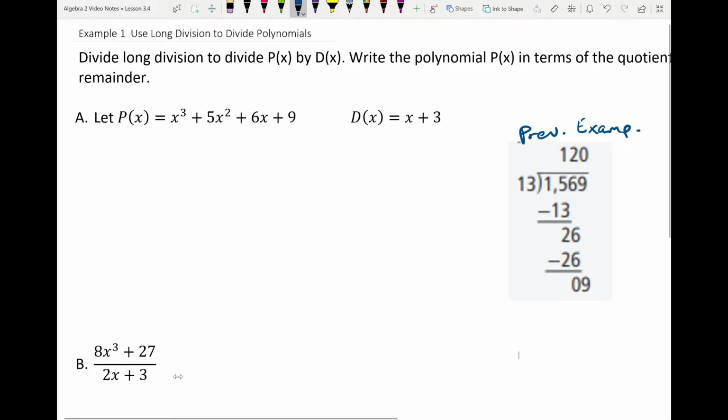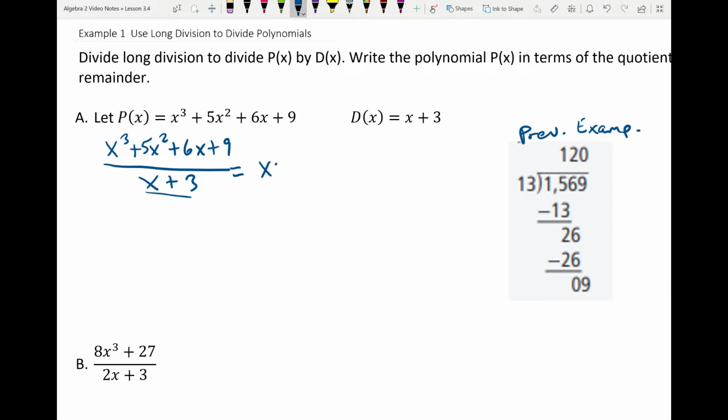So again, we're going to use long division to divide p of x by d of x. So in this case we have this is p of x, I'm going to divide that by d of x. So in order to do that, remember that this is the divisor. x plus 3 is the divisor. That goes on the outside. And then you're going to put your dividend inside the table.